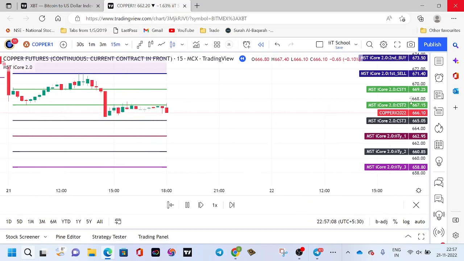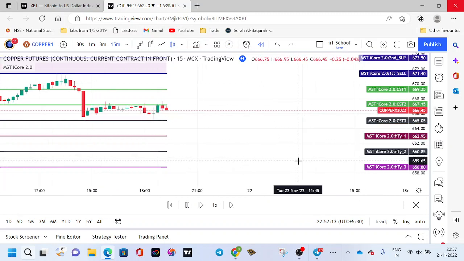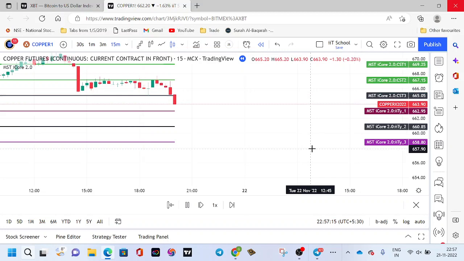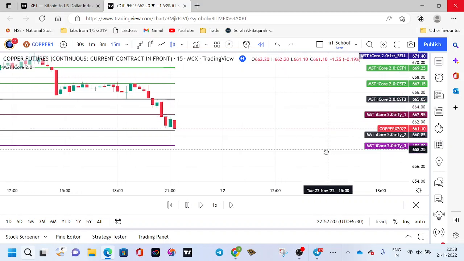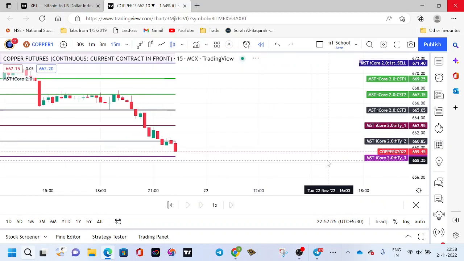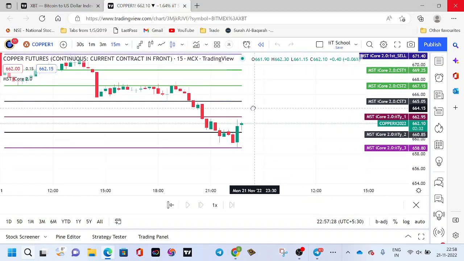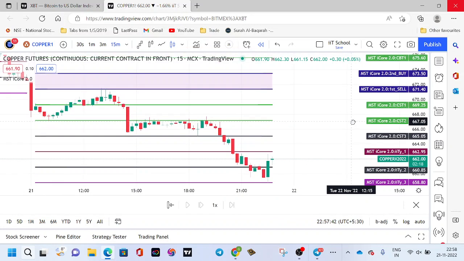Already I am in a profit of 2 targets, right? Now third target hit. Now I will move my stop loss to second target. Fourth target hit. Fifth target is nearing. Fifth target hit. And sixth target also hit. What is the low? The low made is 658.70 and our target was 658.80. So exactly all our targets have been hit.